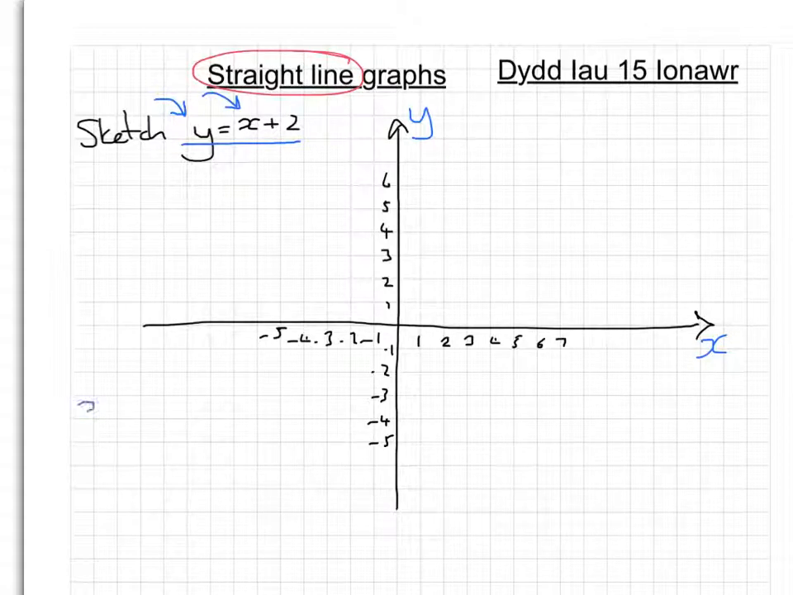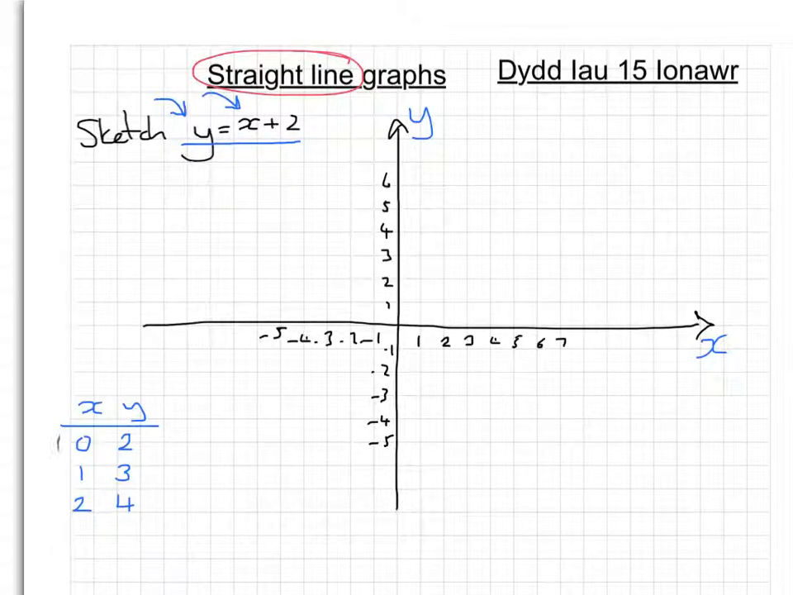So, before I do that, I'm going to just mark out some coordinates. So the rule is that the y-coordinate is the x-coordinate plus 2. So let's choose a few x-coordinates. I'm going to go for 0, 1 and 2. So let's have a think. The y-coordinate is the x-coordinate plus 2. So if x is 0, y must be 2. And if x is 1, y must be 3. And if x is 2, y must be 4, because it's always x plus 2.